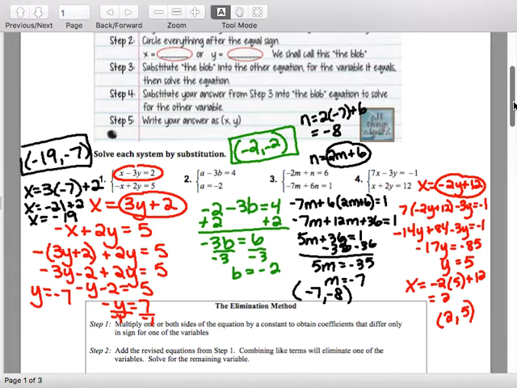All right, what questions do you have on that? All right, show me thumbs up, out, down. How do we feel about substitution? Can I see more thumbs? All right, cool. All right, elimination method.